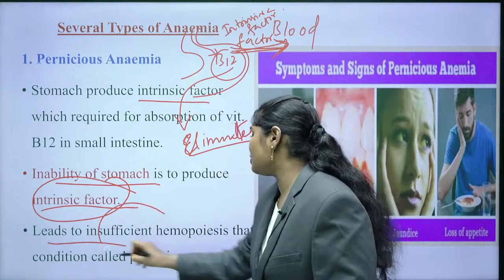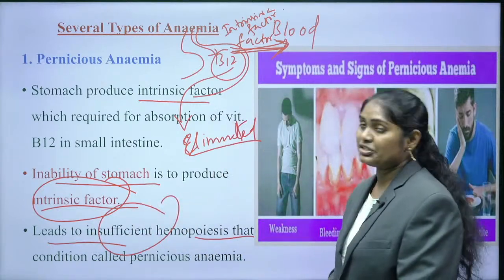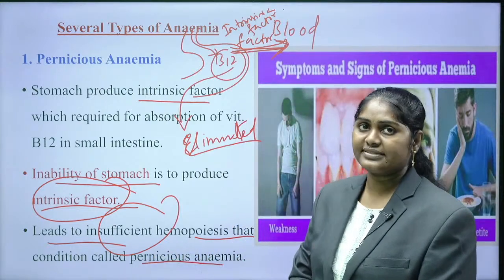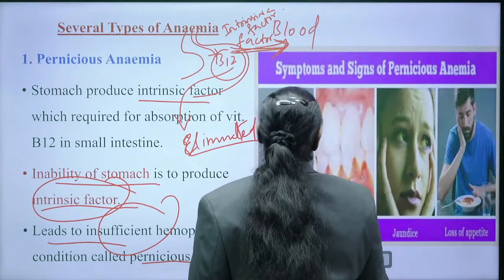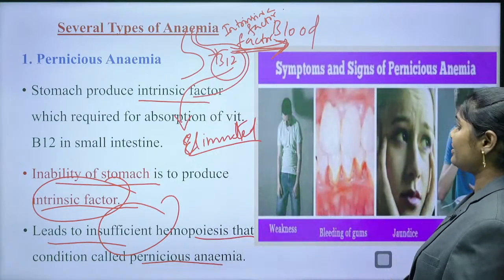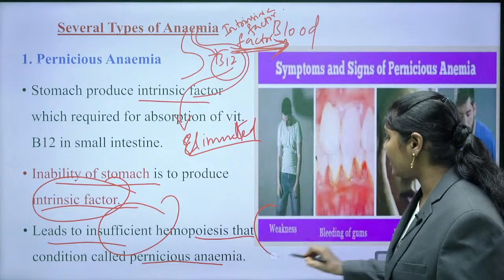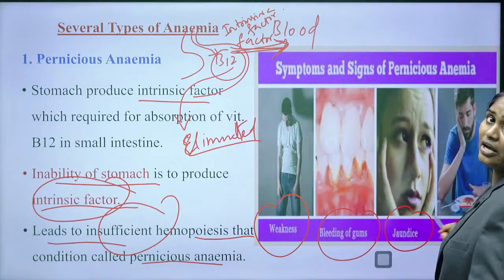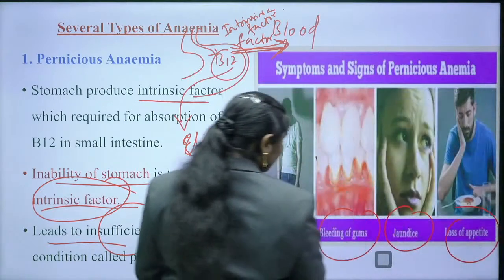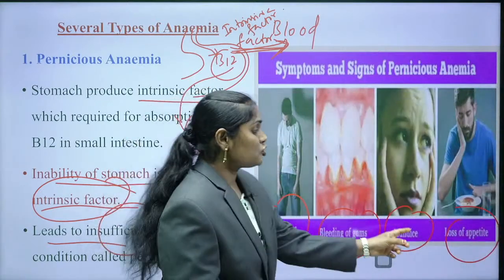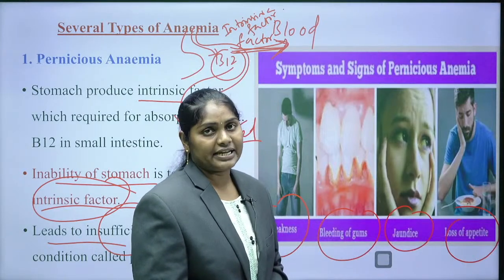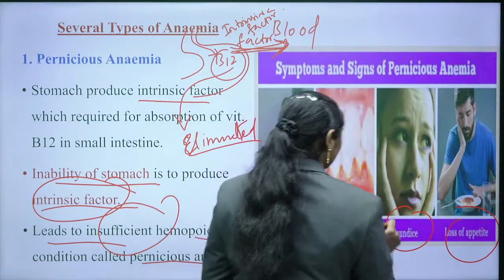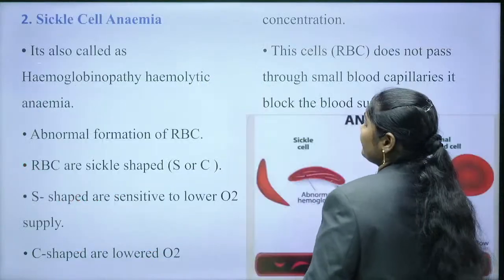This leads to insufficient hemopoiesis, and that condition is called pernicious anemia. So what are the symptoms of pernicious anemia? The person will become weak, with bleeding gums, jaundice, and loss of appetite. Weakness, bleeding gums, jaundice and loss of appetite are symptoms of pernicious anemia. I think you are clear with pernicious anemia.